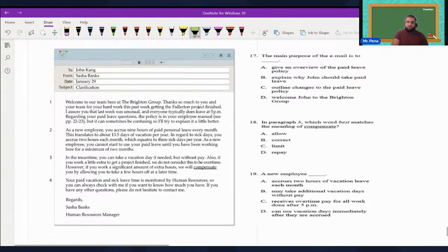So, the main purpose of the email is to give an overview of the paid leave policy, explain why John should take paid leave, outline changes to the paid leave policy, welcome John to the Brighton Group. So let's look over and see which one of these is the main purpose. You can have a main purpose and then side purposes. It says here, paid leave policy.